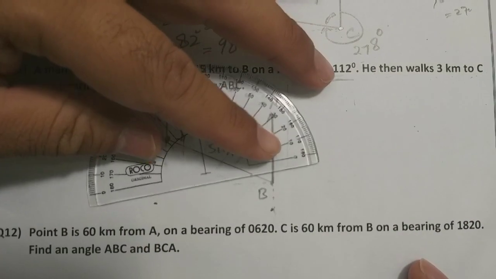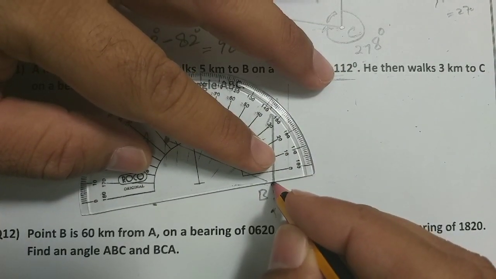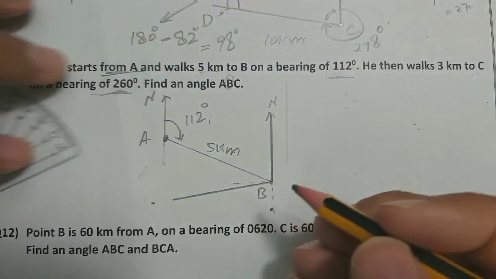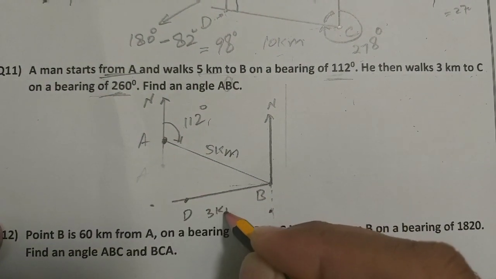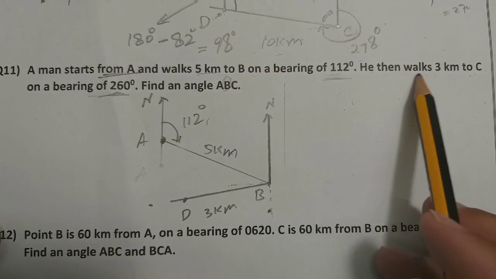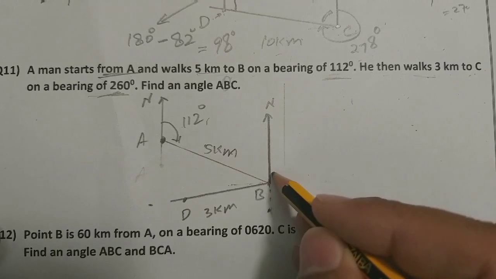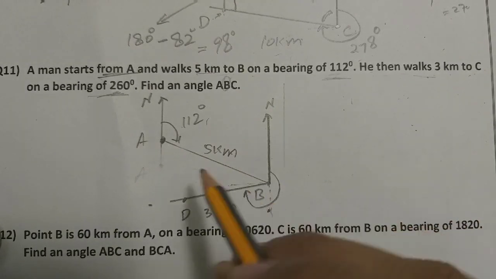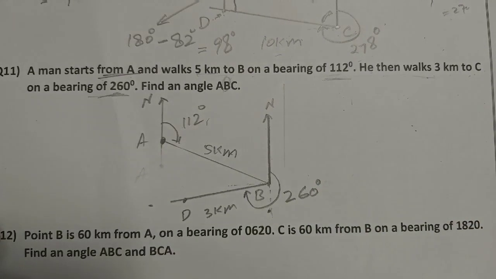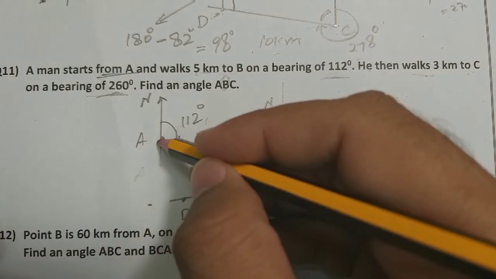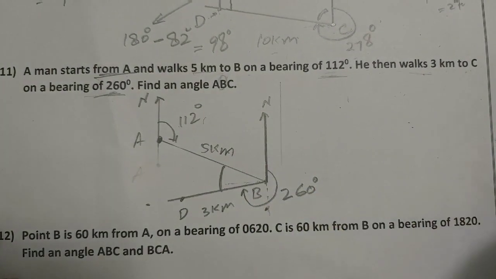If we draw the lines and join the point, let's suppose this is the line, this is the point. For example, this is D, which is 3 kilometers as given in the question. Now we know that this bearing is given in the question, which is 260 degrees. We need to find angle B. So this is A, this is B. We need to find this angle. So this is the required angle.